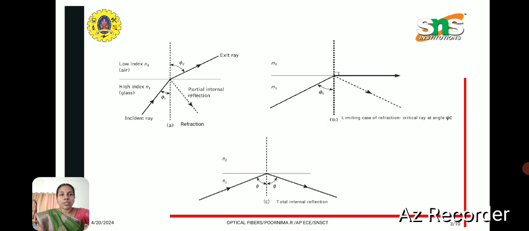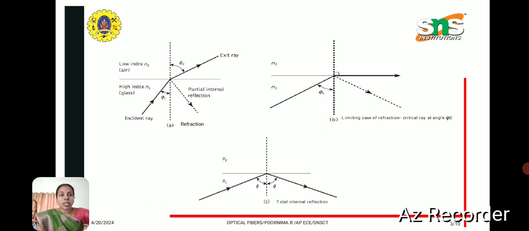In this picture we can see three different ray transmission diagrams. In the first one, we have an incident ray and a refracted exit ray. Here we use two different media, one with a high refractive index n1 and one with a low index n2. When a wave is incident from the high index medium to the low index medium, refraction occurs at this particular angle and a partial wave is internally reflected. This is one phenomenon of ray transmission.